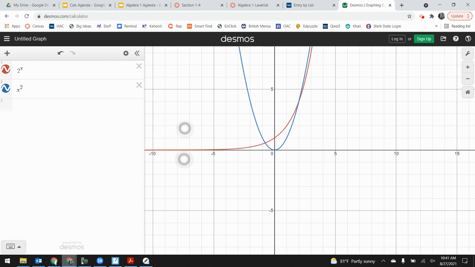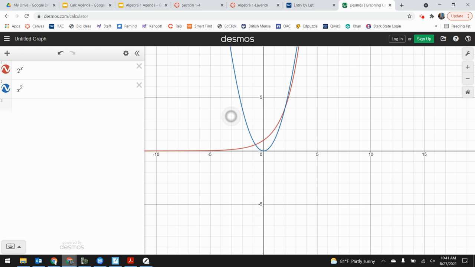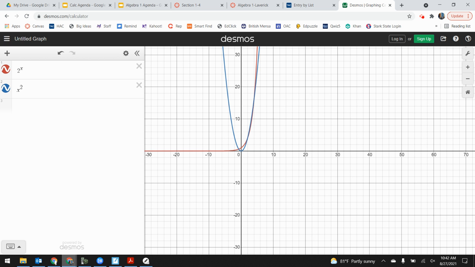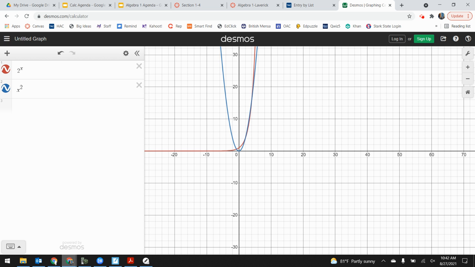So let's see. Is it going to overtake it again? Yes. It is going to overtake it again. I see actually 1, 2, 3 intersection points. There are 3 intersection points with this, not just 2. So now it looks like my quadratic is not increasing as fast as my exponential.